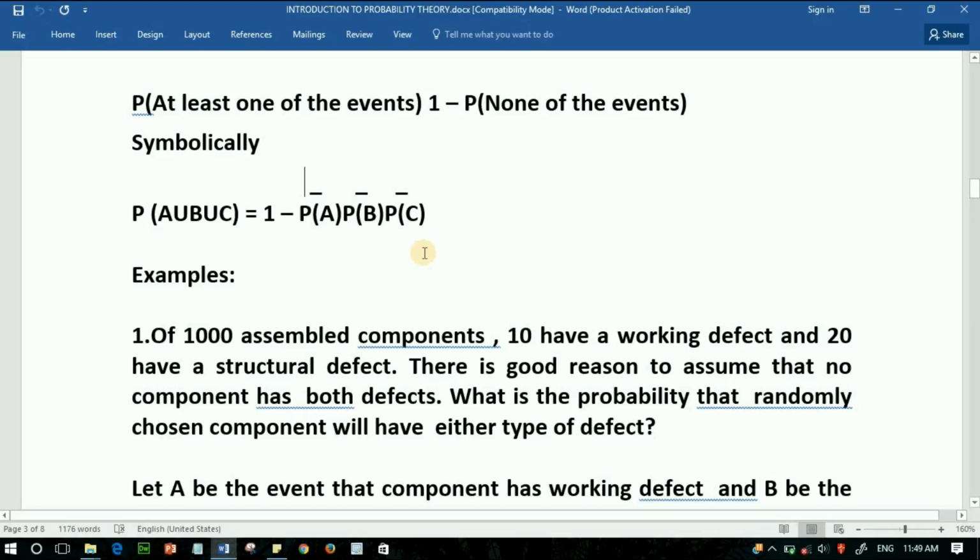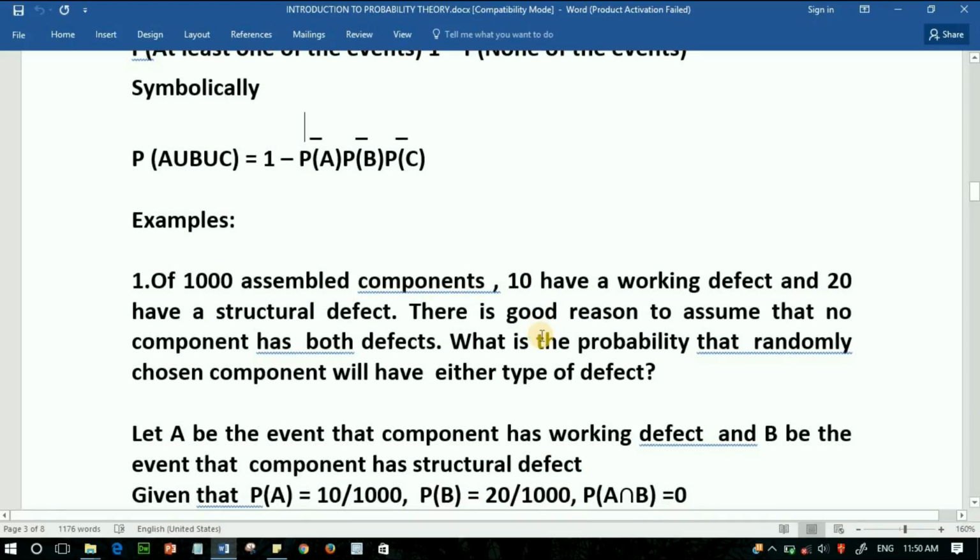For more clarity, we will consider a simple example along the addition theorem. Of 1000 assembled components, 10 have a working defect and 20 have a structural defect. There is good reason to assume that no component has both defects. What is the probability that a randomly chosen component will have either type of defect? The problem of interest is defects.